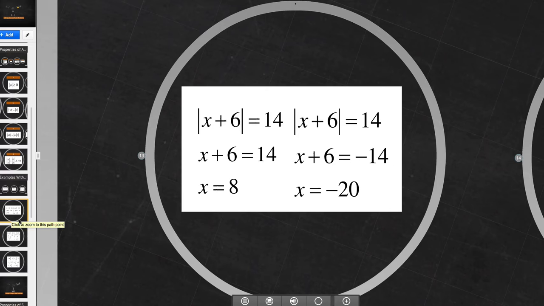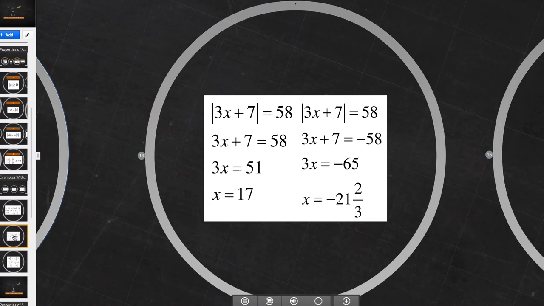In this example, the absolute value of x plus 6 equals 14. When you get rid of the absolute value signs, you could have x plus 6 equals 14 or x plus 6 equals negative 14, where the answers would be 8 and negative 20.